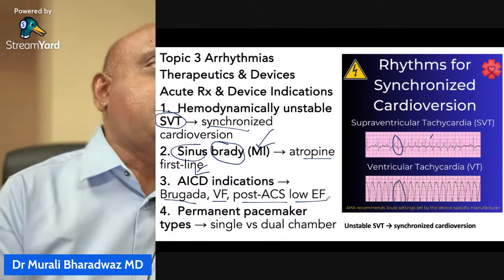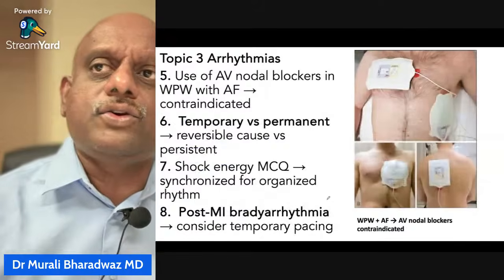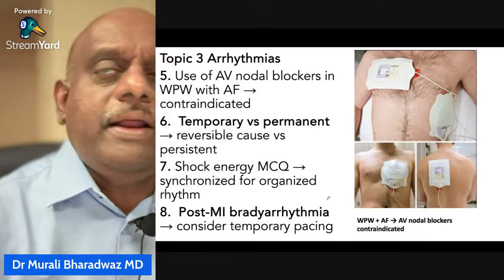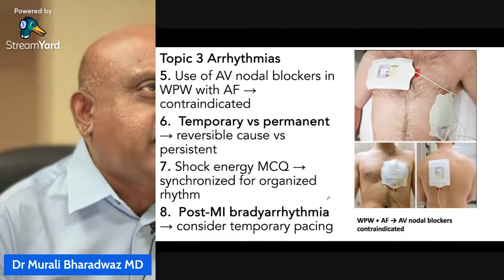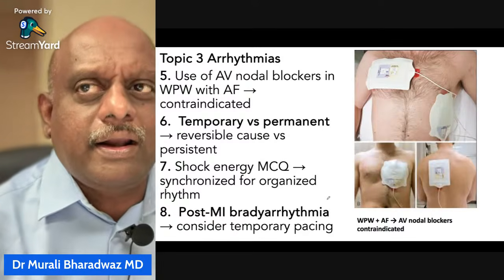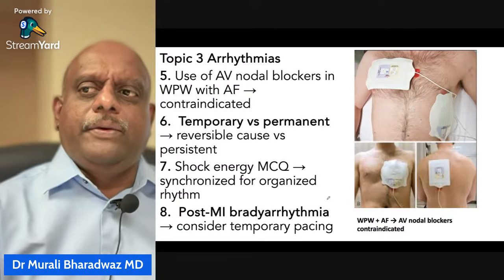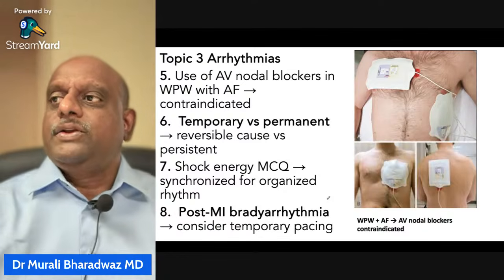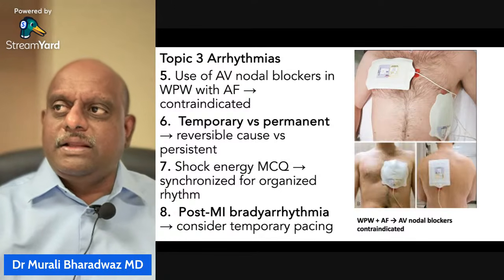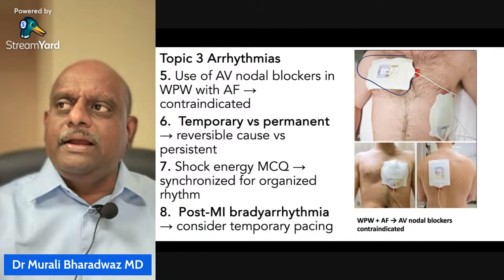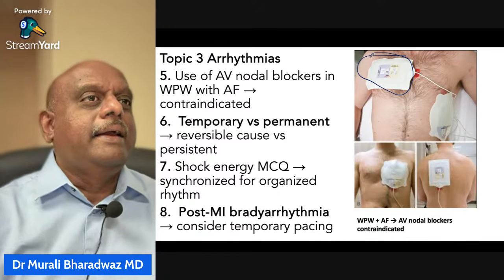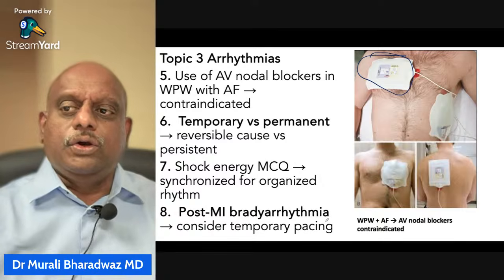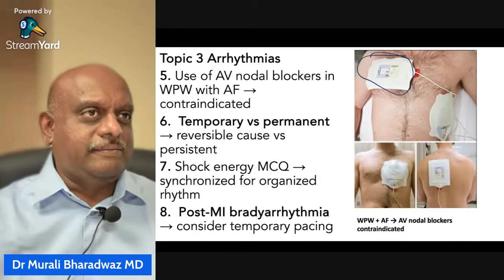Permanent pacemaker is of two types: one is called single chamber and the other is called dual chamber. And what is the entity where AV nodal blocking agents like digoxin are contraindicated? WPW is what you need to remember. Similarly, here you can see this is the automatic defibrillator. And this is temporary pacing.